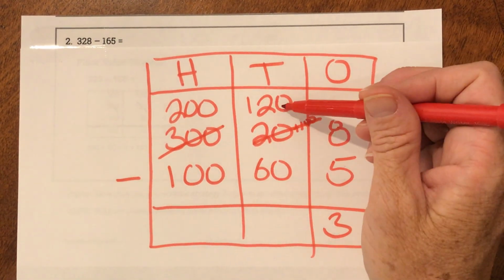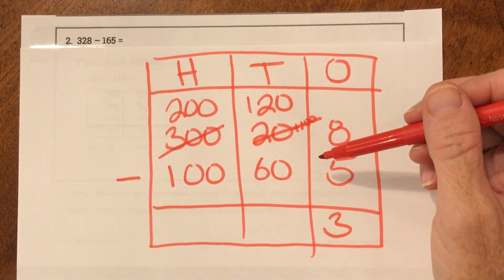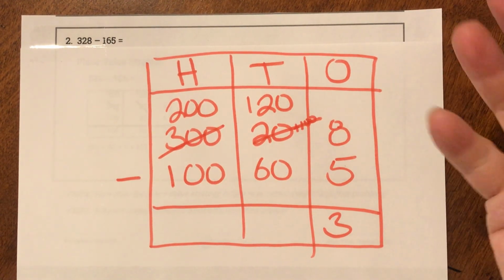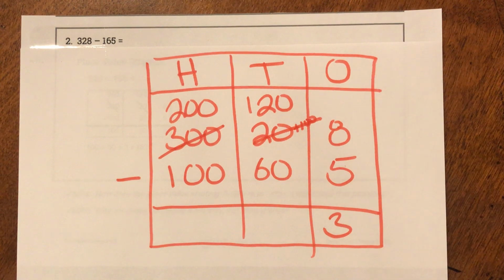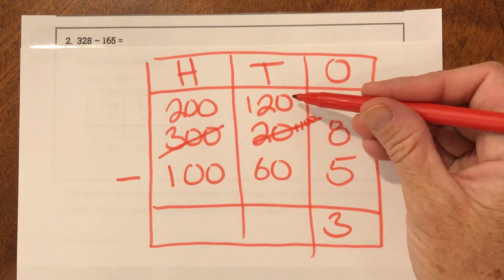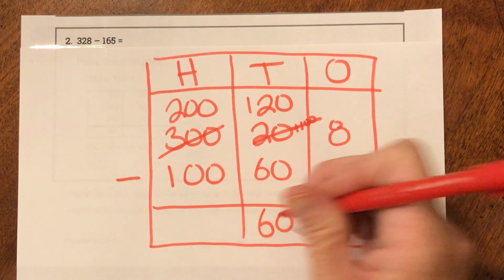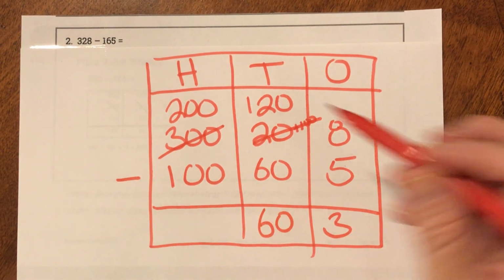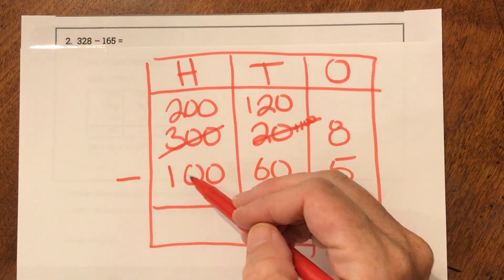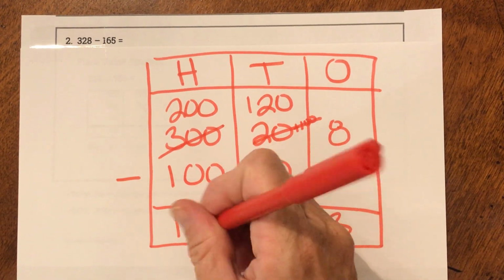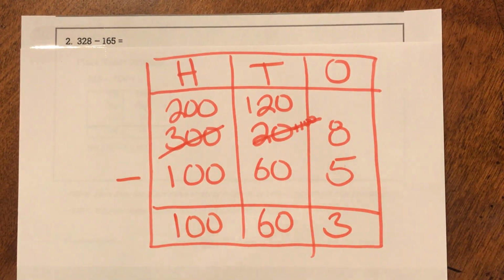So if I have 120 and I take away 60, well, you might need to use your fingers to help with that. But what I know is 60 plus 60 equals 120. So 120 minus 60 would be 60. Okay, if I have 200 take away 100, I get 100. Okay, so this is the place value strategy.